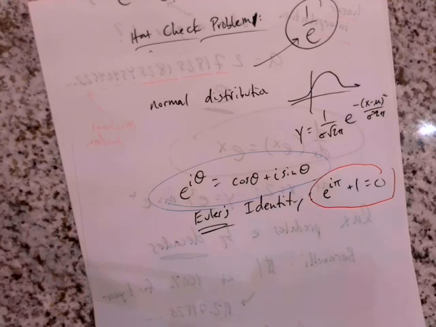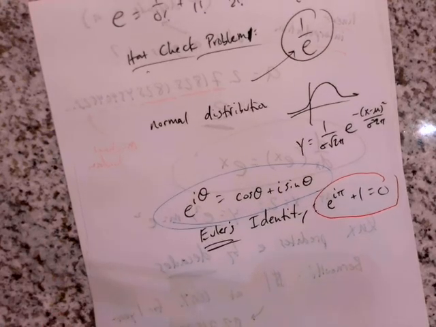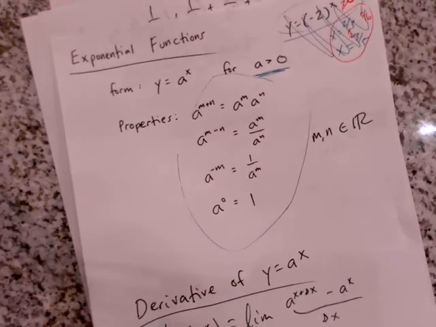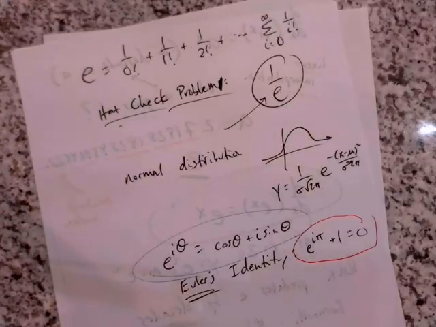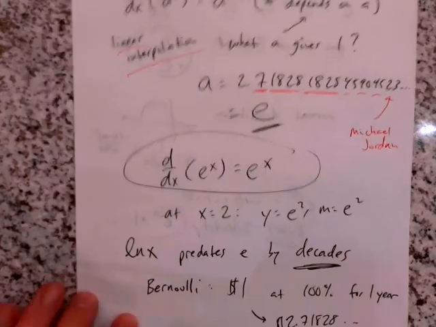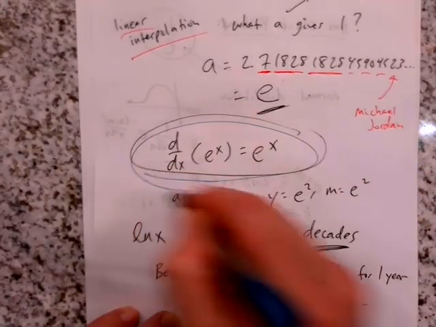So we'll stop our talk about E there, although we could go on because there's a whole bunch of cool stuff about E. But for us, the important thing is that, where is it? Hold on. There it is. The derivative of e to the x is e to the x.